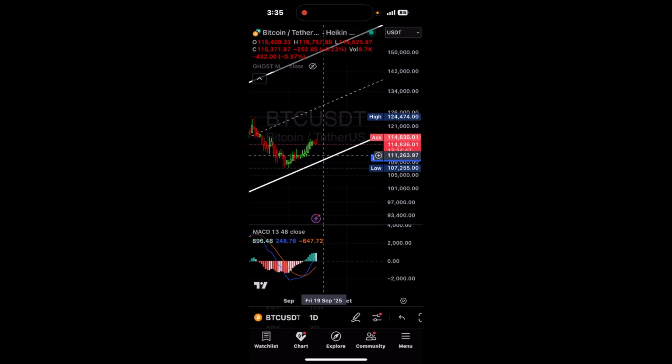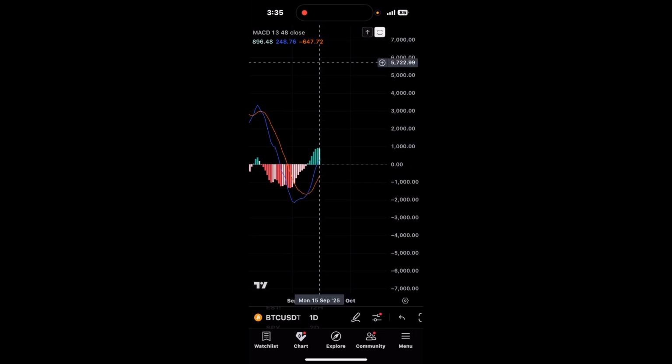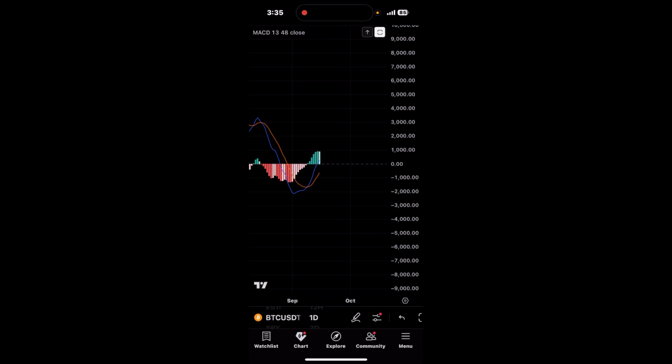So what you want to do is you kind of want to see it, because when you look at the MACD closer, when the lines are below the histogram, it is still considered in a bearish momentum. So you really need to wait for there to be a cross up here, then down here.